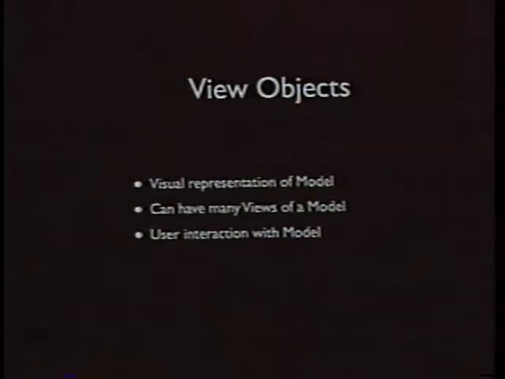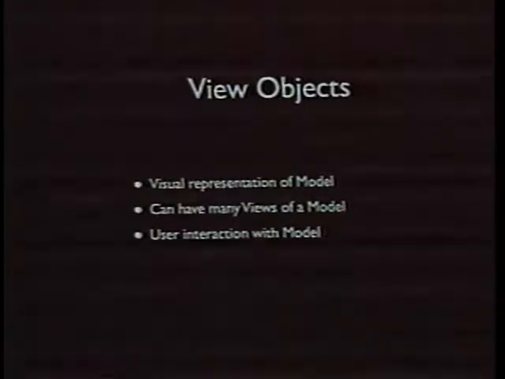The view objects are basically the visual representation of your model. So a model can have a number of different views. So maybe I have a pie chart or a bar graph. Maybe it's the same data, but it's just displayed in a different way. Or maybe I have a button or a slider. So the views also let users interact with the model.